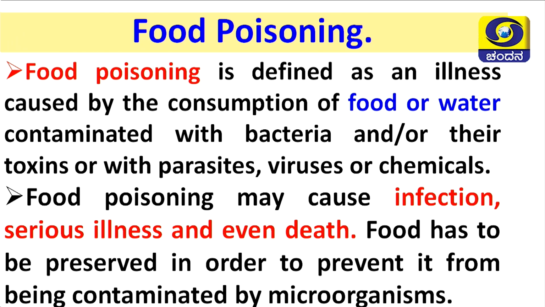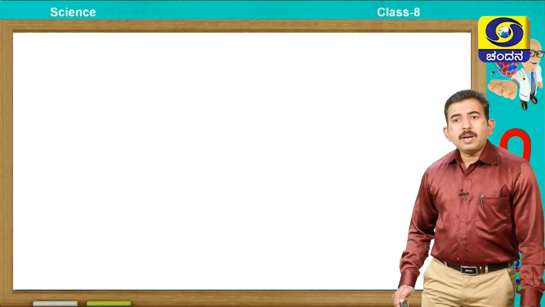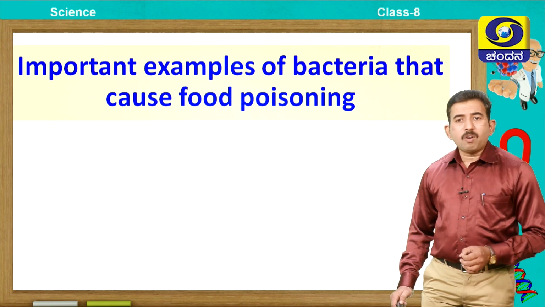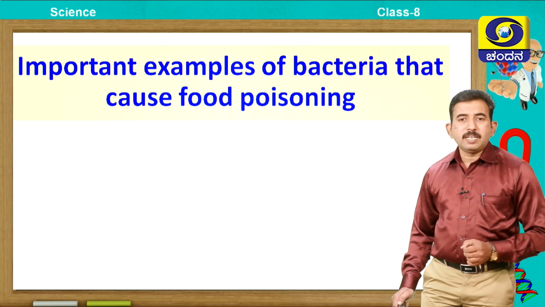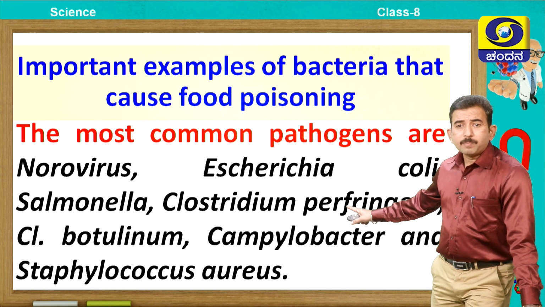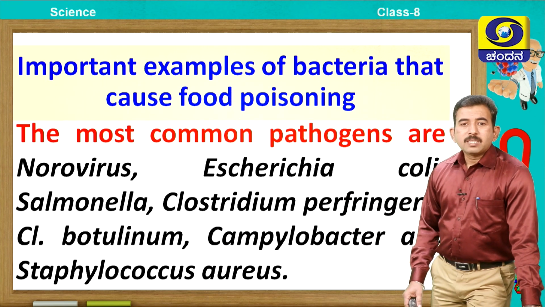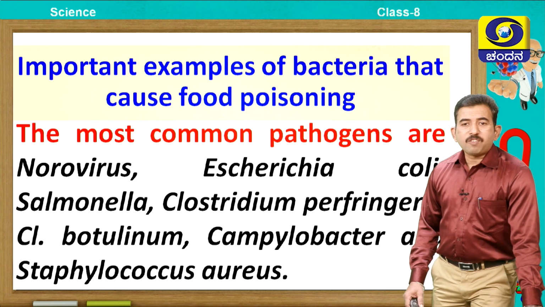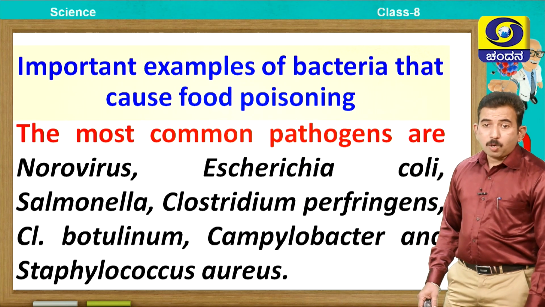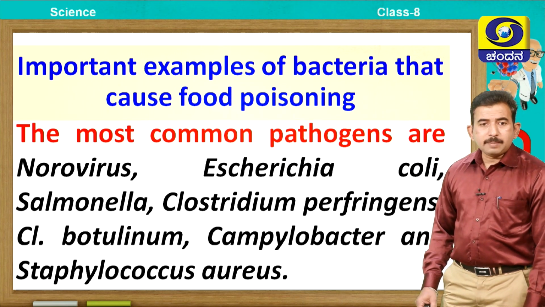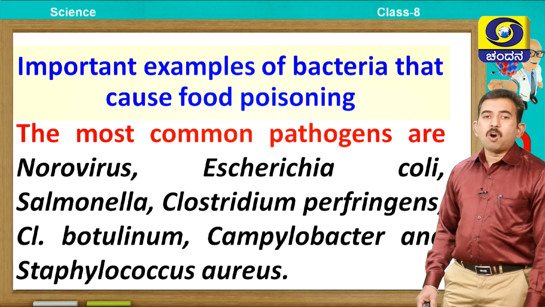Food poisoning may cause infection, even serious illness and sometimes death also. So it is very important that food has to be preserved in order to prevent it from getting contaminated by microorganisms. Now let us see important examples of bacteria that cause food poisoning: norovirus, Escherichia coli, Salmonella, Clostridium perfringens, Clostridium botulinum, Campylobacter and Staphylococcus aureus.